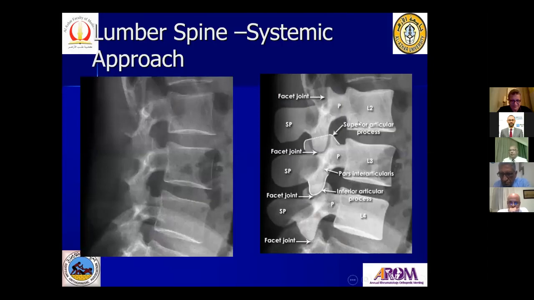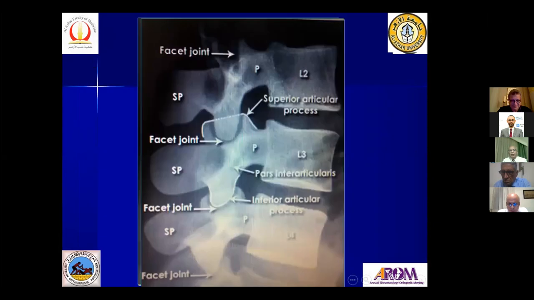This is the intervertebral disc. This is a facet joint. This is a pars interarticularis, responsible for spondylolysis. The inferior articular process, and this is the facet joint, and this is the disc space of the vertebral body. And this is normal. This is a close-up view.